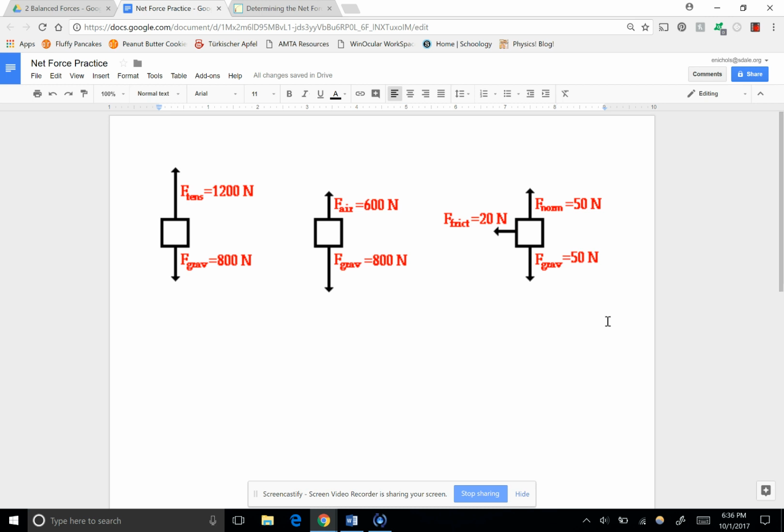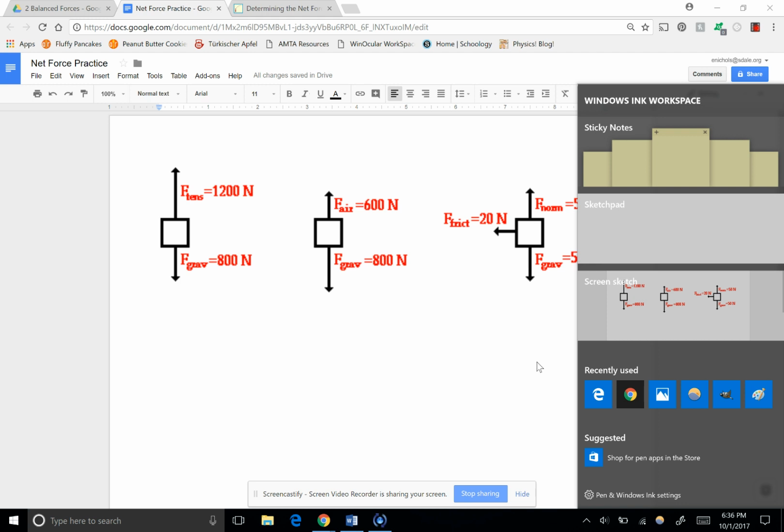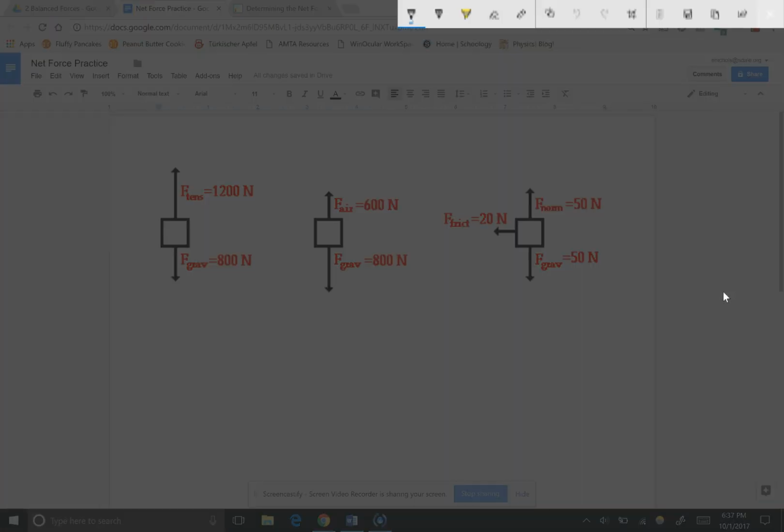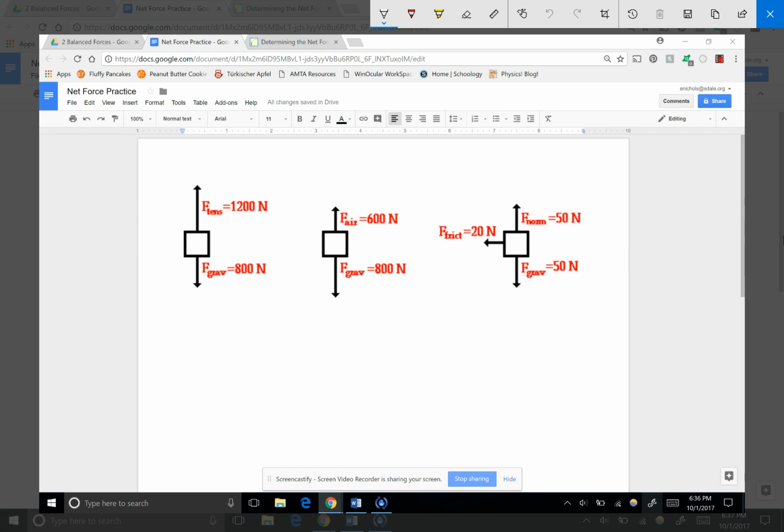All right, let's go ahead and get into our problems. So what do I want to do? I want to do a screen sketch. Is it going to work? My pen doesn't always work. Screen sketch. Okay.